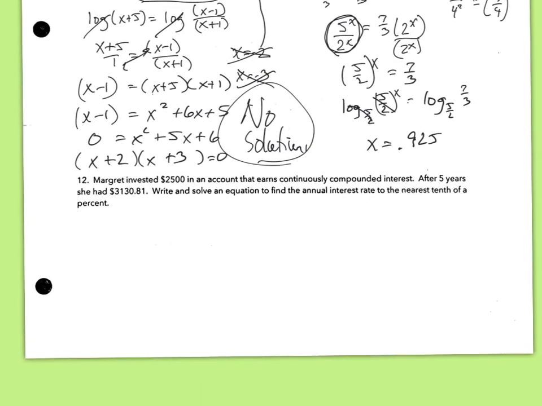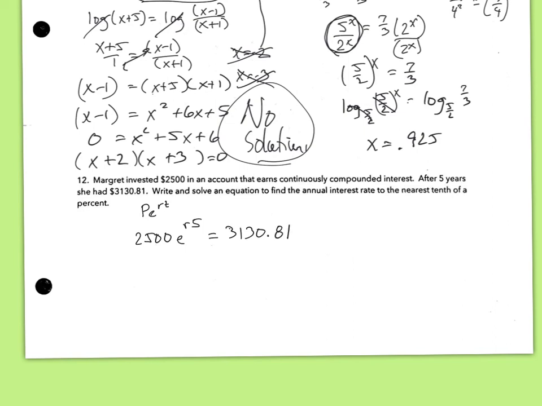Now, story problem going backwards. Margaret invested $2,500 in an account that earns continuously compounded interest. After 5 years, she had $3,130.81. Solve an equation to find the annual interest rate. Okay, so we have PERT, right? So we know the original was $2,500, the principal. E, the rate we don't know. The time is 5 years, and we know the answer is 3130.81.